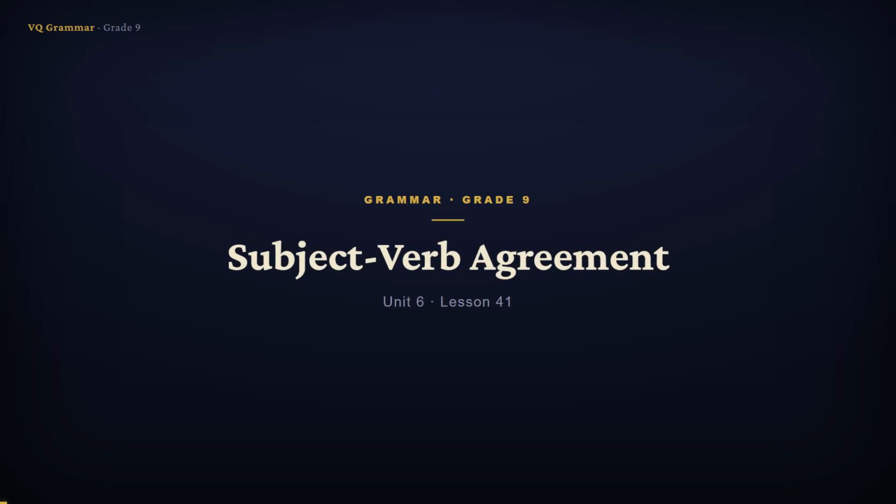This is Unit 6, Lesson 41, and today we're building one of the most useful habits in all of grammar, subject-verb agreement. It sounds formal, but the idea underneath is simple. A subject and its verb have to match in number. Get this right and your sentences click quietly into place.